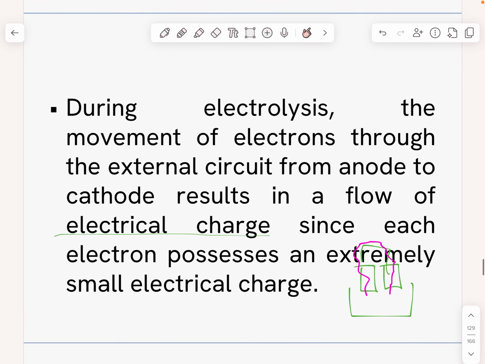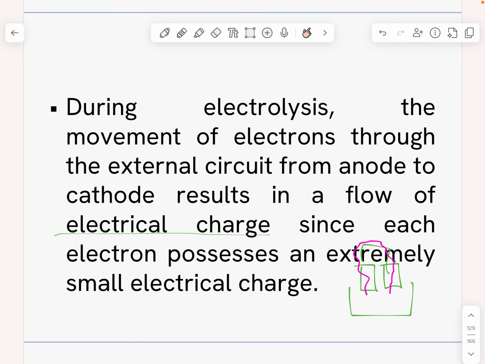Hello everyone, in this video I'm going to be looking at qualitative electrolysis and performing calculations in electrochemistry using Faraday's constant. Right now, during electrolysis, the movement of electrons through the external circuit from an anode to a cathode results in a flow of electrical charge, since electrons possess an extremely small electrical charge.